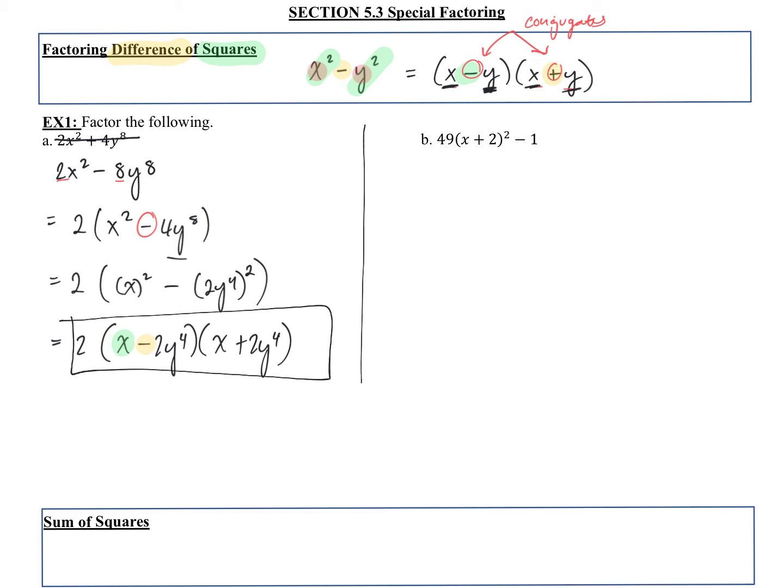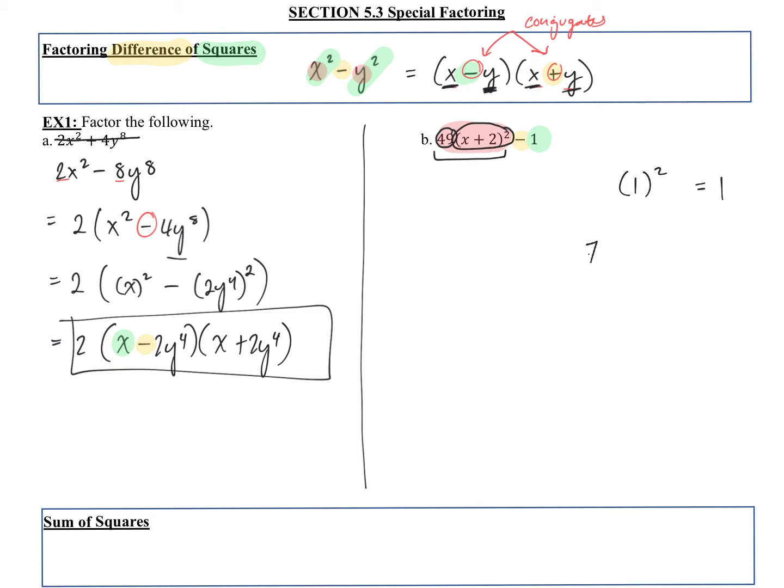Let's take a look at the next one. Well, I see a minus sign, so this could possibly be a difference of squares. The question is, I have to figure out whether this first item is something squared and whether the last one is. Well, the last one, that's easy. That's just 1 squared, right? 1 squared is 1. Okay. But the first one, can I write this as something squared? I have to be creative here. 79 is 7 squared, and x plus 2 squared is just x plus 2 squared.